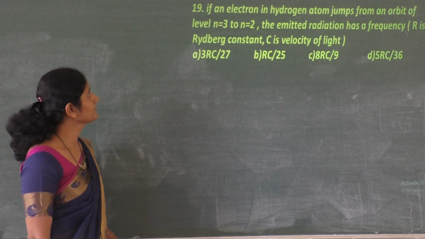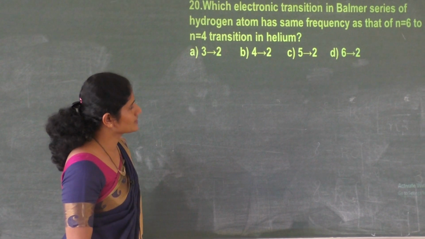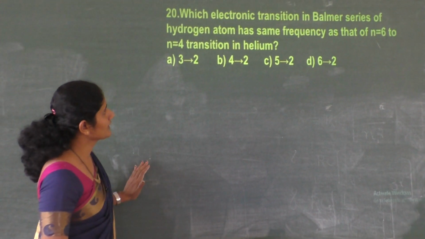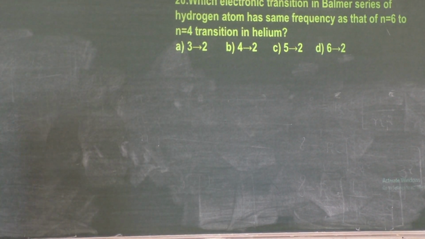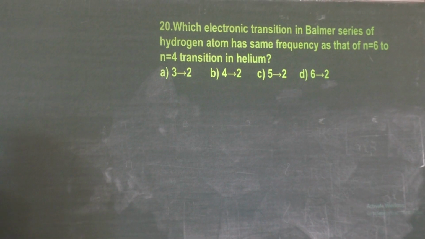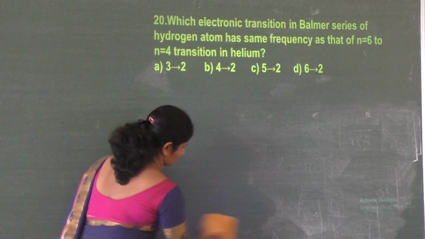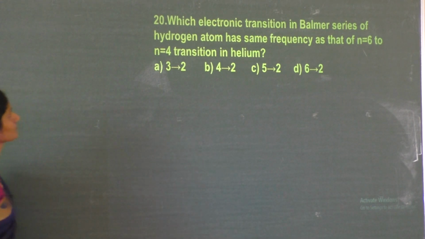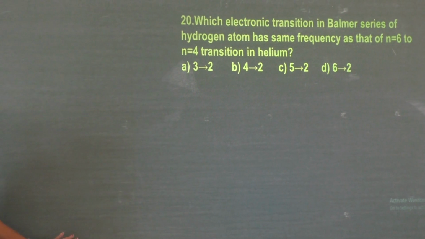Next, question number 20. Which electronic transition in Balmer series of hydrogen atom has the same frequency as that of n equal to 6 to n equal to 4 transition in helium? So n equal to 6 to n equal to 4 transition in helium.